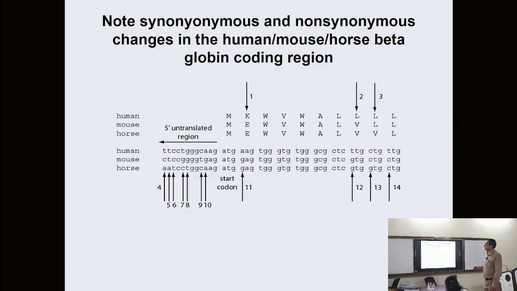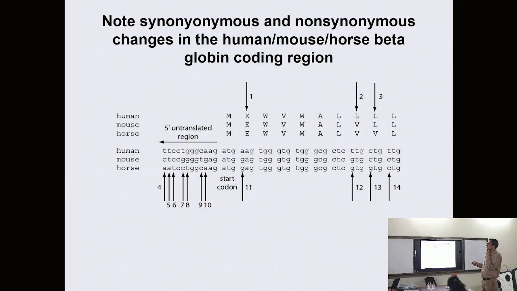So let's look at the changes happening in the human, mouse and horse beta globin coding region, and let's focus on the coding sequence, CDS. So that will begin with ATG. Always remember, if it is CDS, it will begin with the start codon, in eukaryotes almost always ATG, and will end with one of the 3 stop codons, TAA, TAG, TGA. So let's look at changes in the coding sequence.